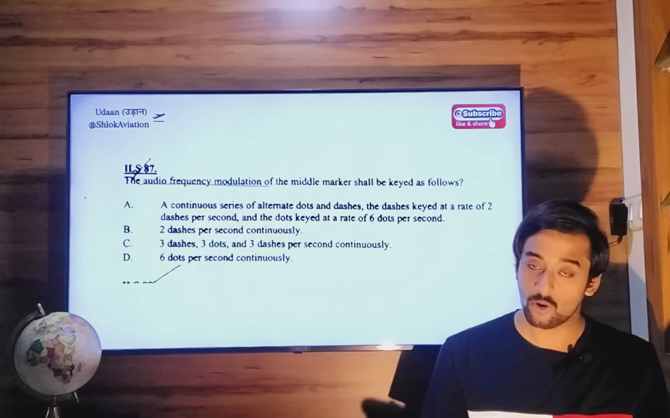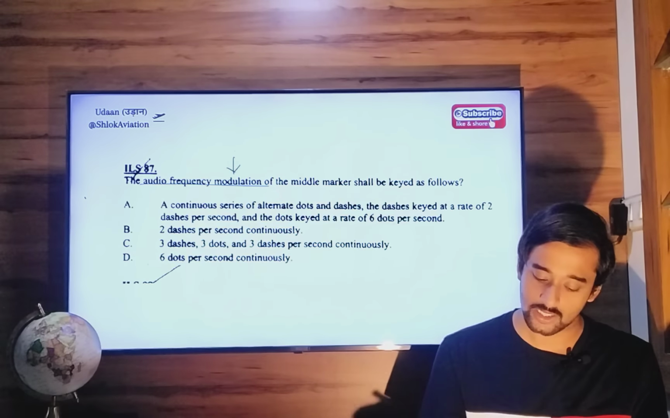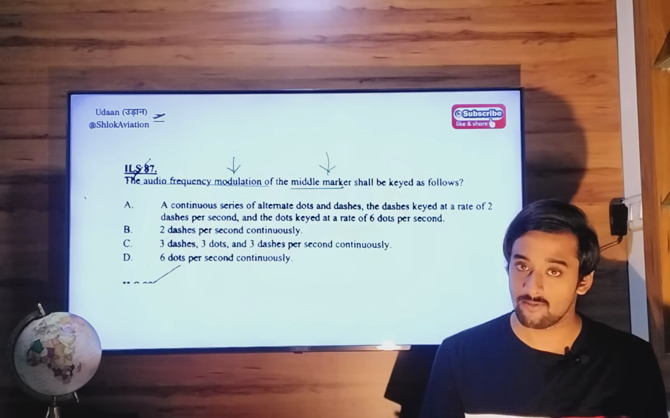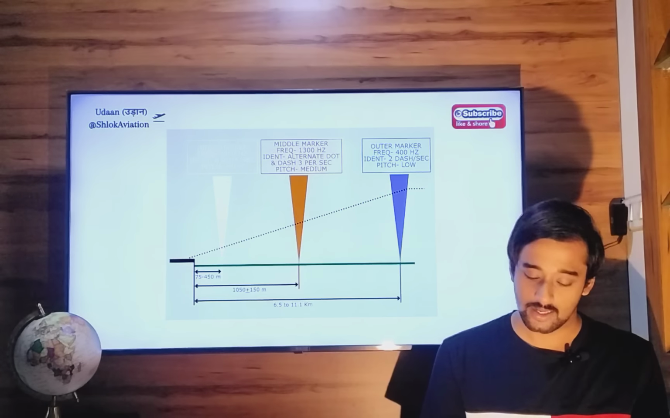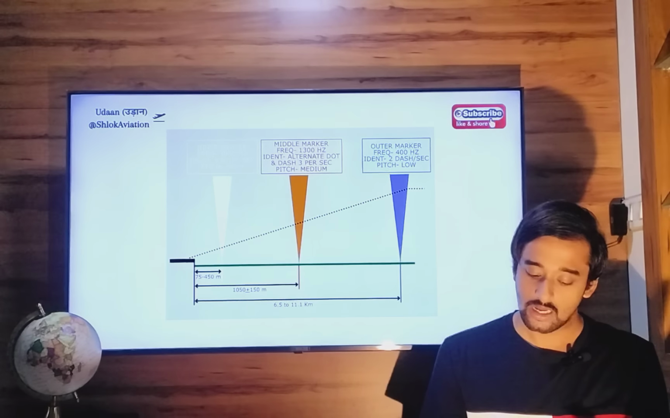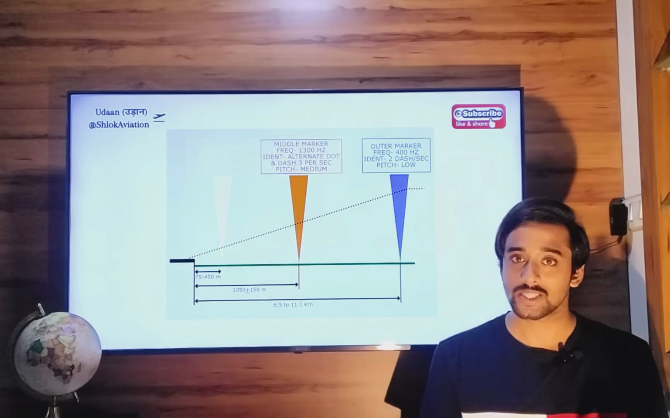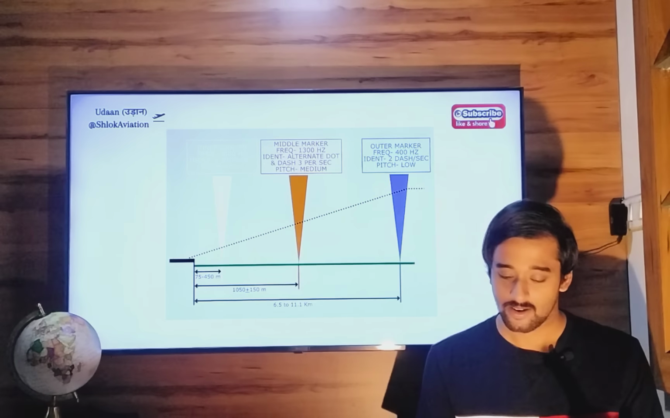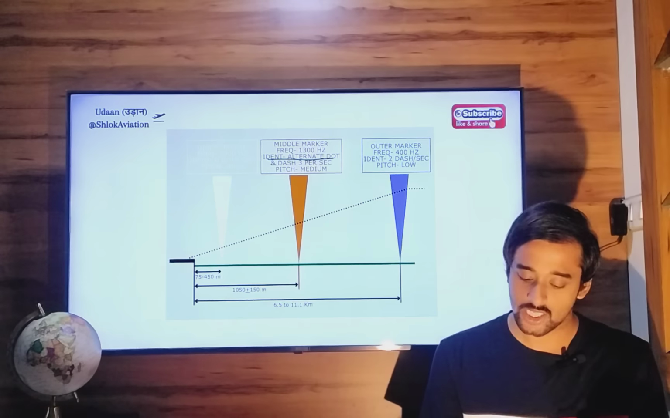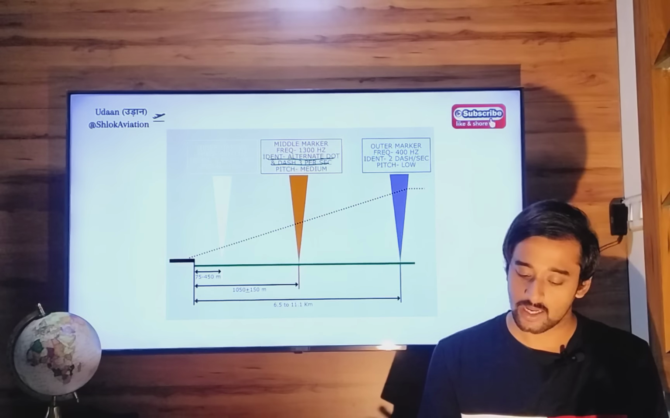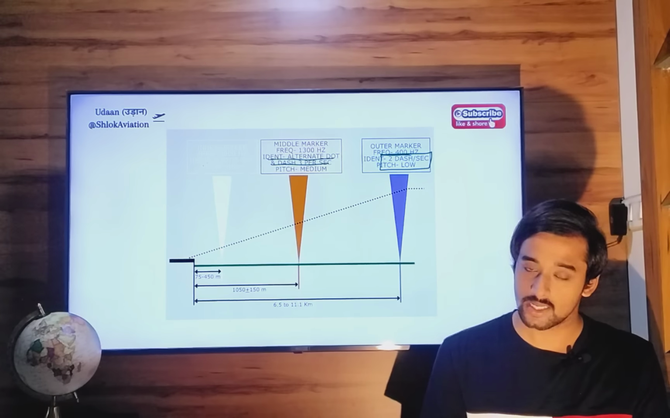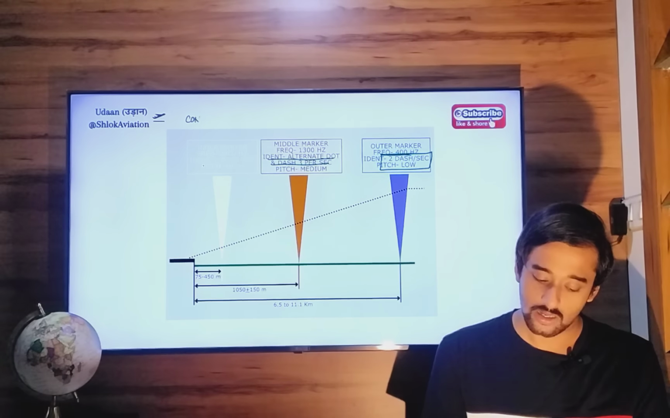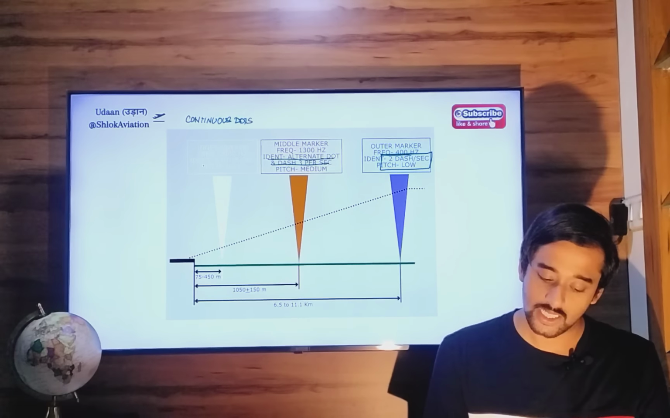Okay, they are talking next about the audio frequency modulation. They are talking about the modulation of the middle marker, another keyword, shall be keyed as follows. So the middle marker identification is alternate dots and dashes, 3 per second. Outer marker is continuous dashes, 2 per second, and inner marker is continuous dots, which are 6 per second.